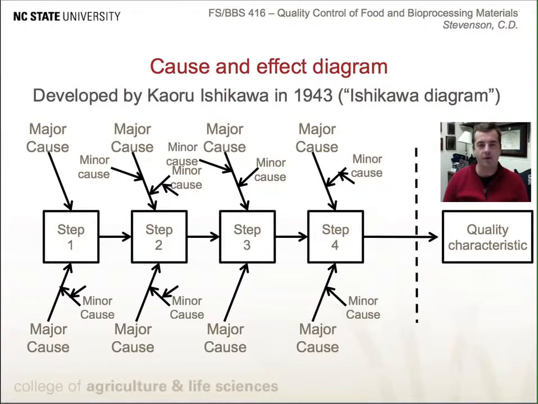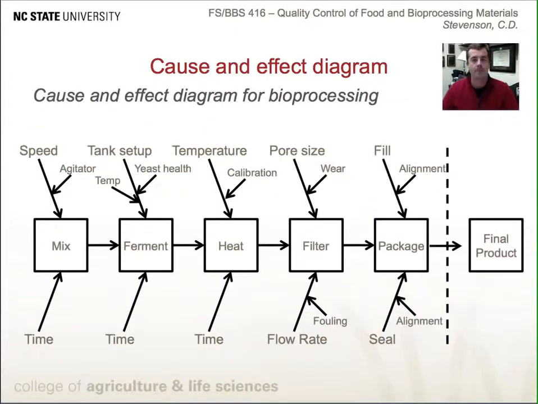It's just a matter of simply identifying an effect. Some sort of quality characteristic would be the effect, and then you just identify the causes that lead to that effect. This is one type of cause and effect diagram where there are 4 steps that lead to the development of that product, and with each step there can be major and minor causes that would lead to some sort of effect. Here's a real general example of what one of these cause and effect diagrams might look like in the bioprocessing industry. This could be a process for brewing beer.